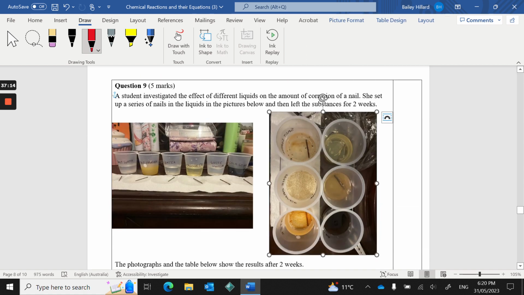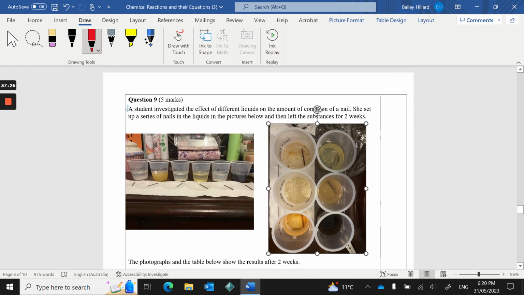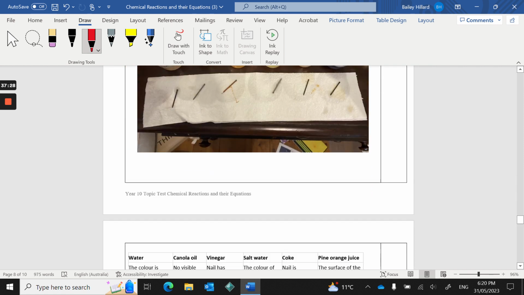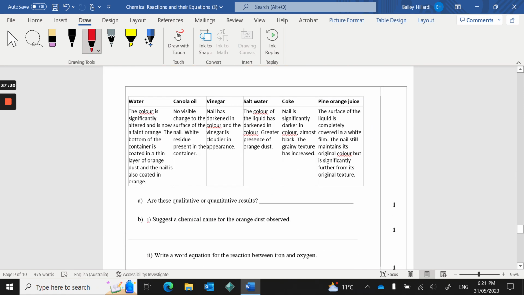Okay, so a student investigated putting nails in different solutions or liquids or combinations of liquids: oils, vinegars, waters, Coca-Cola, etc. And here are some photographs from that experiment. Very cool. So are these results qualitative or quantitative? Now, this isn't a chemistry question, this is just a science question. So they used their senses to get these results. There's no numerical data attached to this, so these are qualitative.